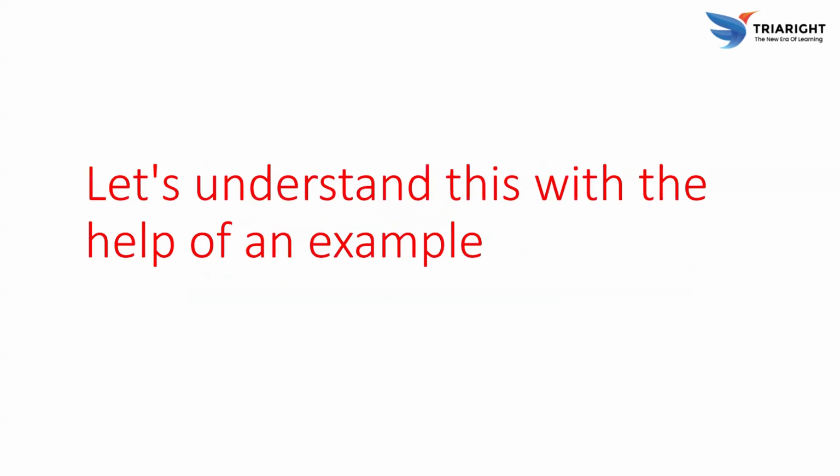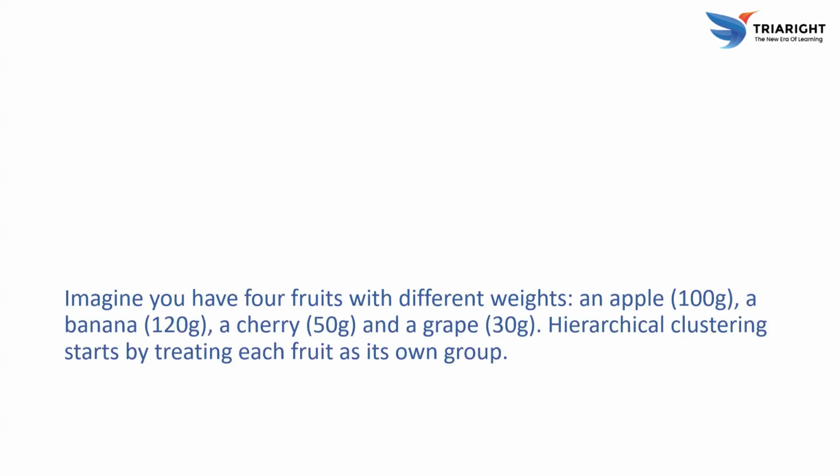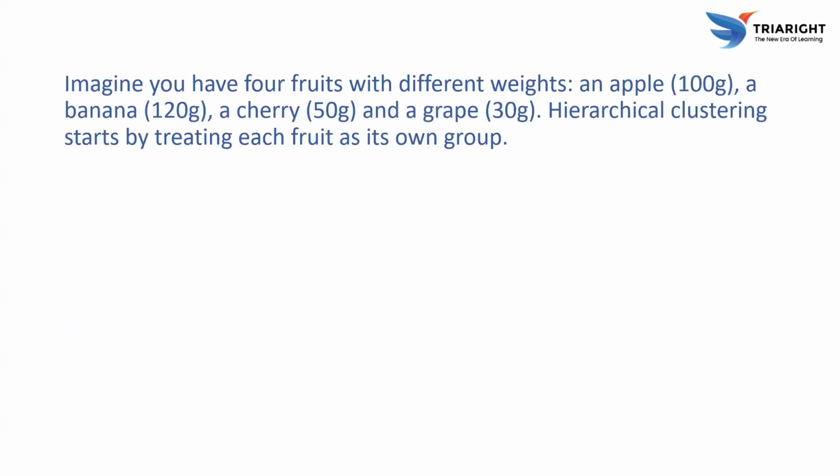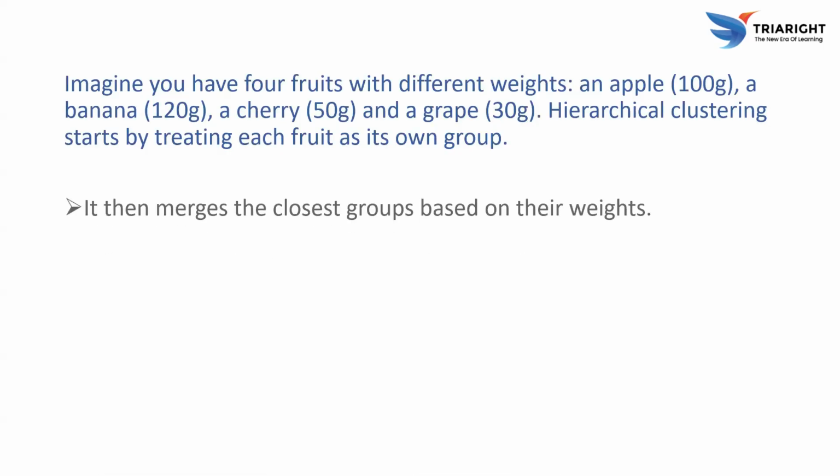So, in simple terms, let's understand this with the help of an example. Imagine you have four fruits with different weights: an apple, 100 grams; a banana, 120 grams; a cherry, 50 grams; and a grape, 30 grams. Here, hierarchical clustering starts by treating each fruit as its own group. Apple is one group, banana is one group, cherry is one group, and grape is a separate group. It then merges the closest groups based on the weight.